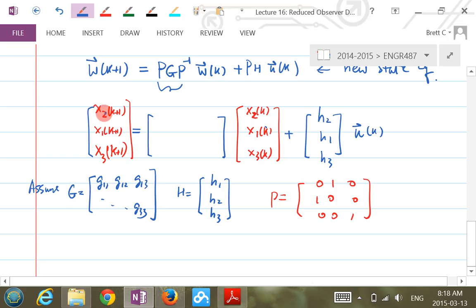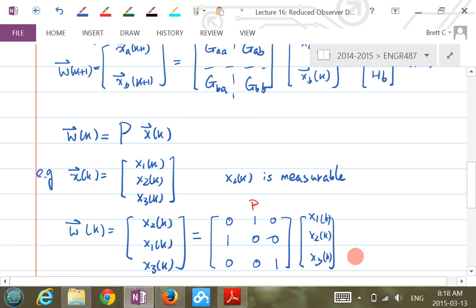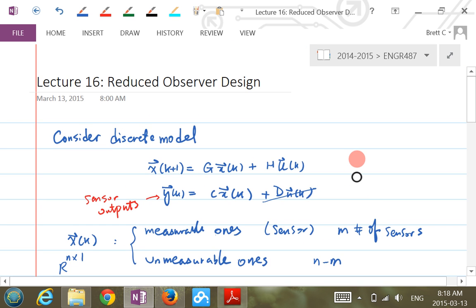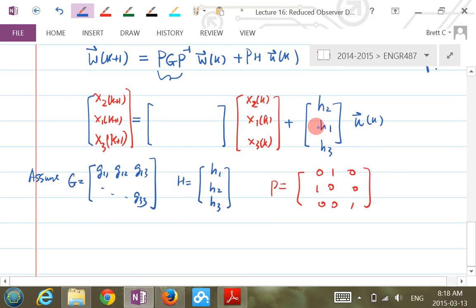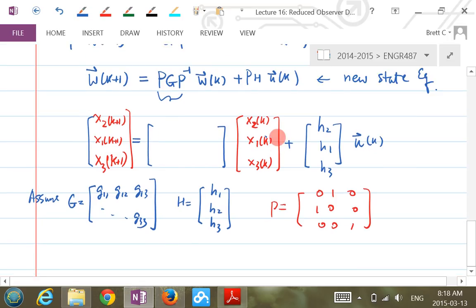So which means, if you expand this whole equation here, you get basically three equations, right? The three equations in terms of x1 of k+1, x2 of k+1, x3 of k+1. And they should be the same as the original one, basically. If you look at the original one here, x1 associated is h1 times u. So afterwards you should still have the same basic relationship, right? Yeah. So you can try PGP inverse to try it out here.